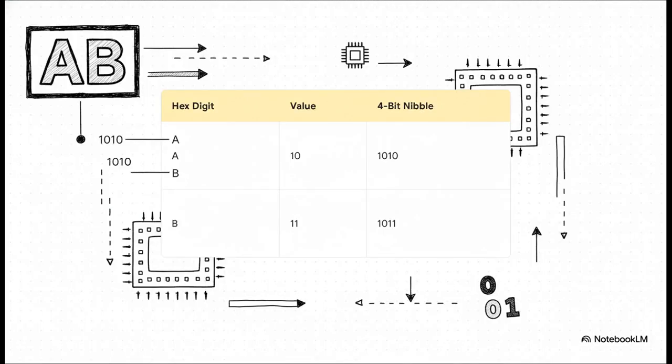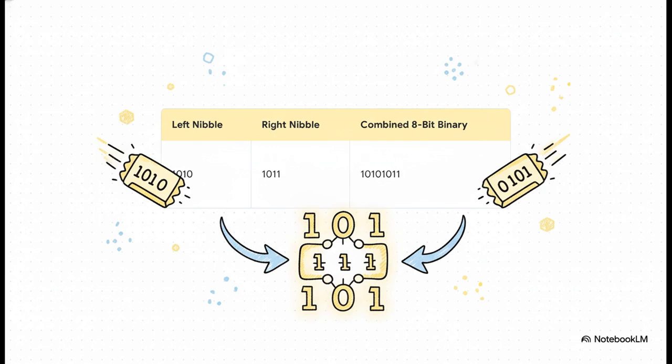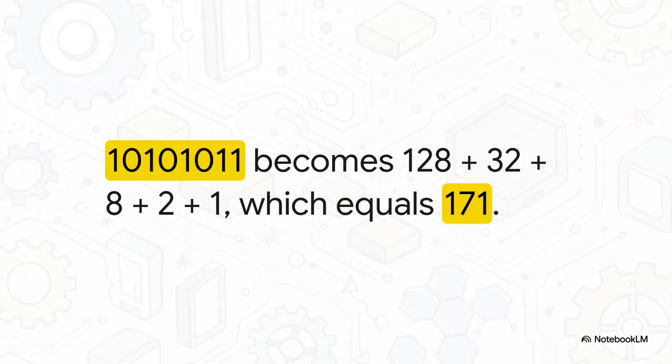Okay, let's try it with the hex number AB. First things first, we translate each character. We know A is the same as 10, which in 4-bit binary is 1010. And B is 11, so that's 1011. Easy enough. And now for the super easy part. We just smush those 2 nibbles together to make one 8-bit binary number, 10101011. And for the final step, we just convert that binary number back to decimal.